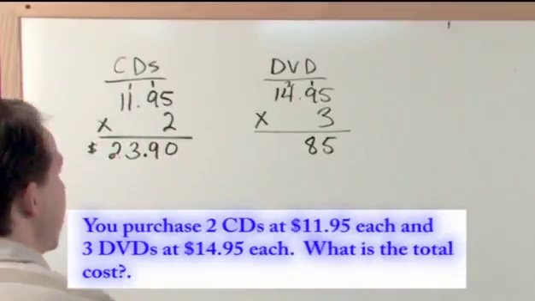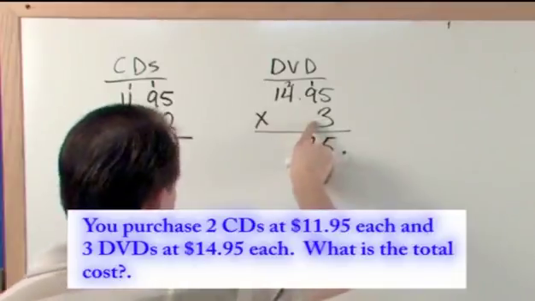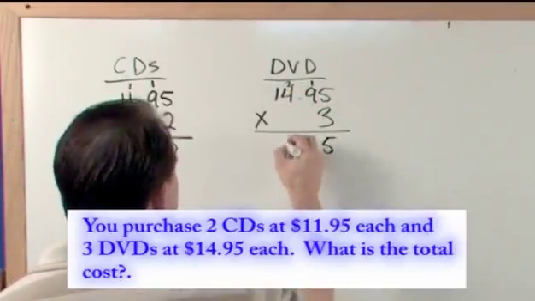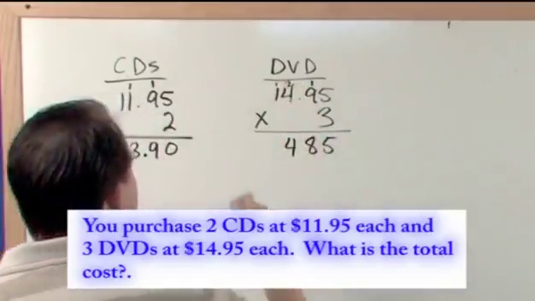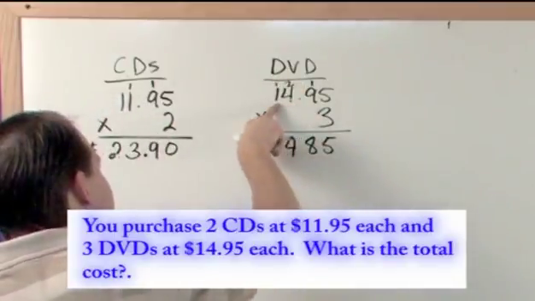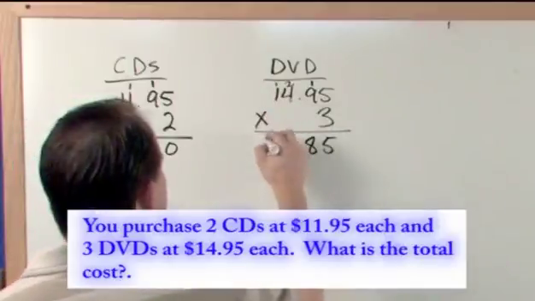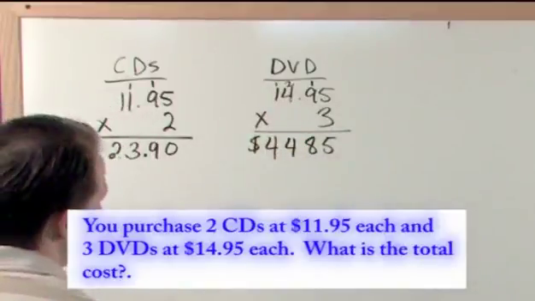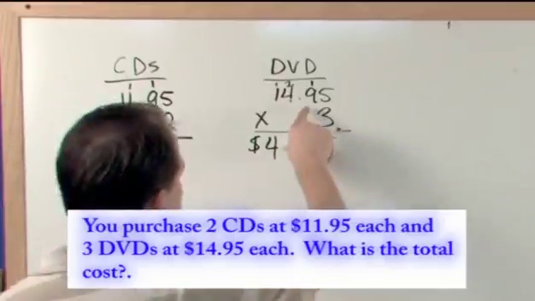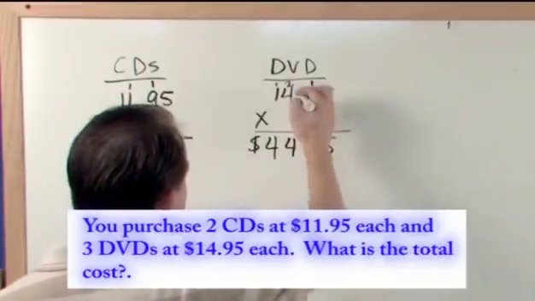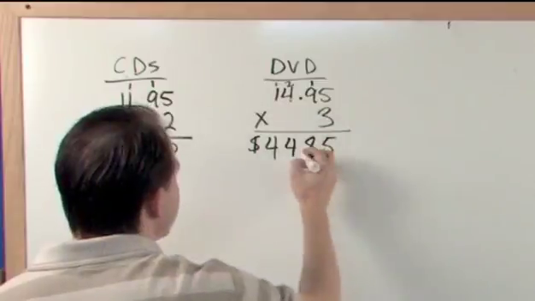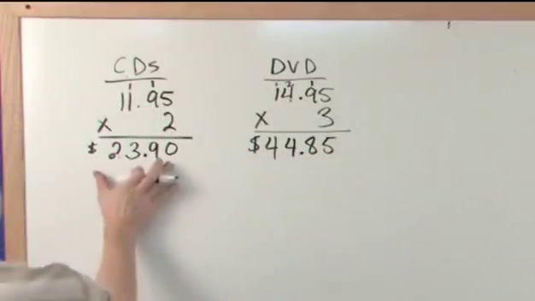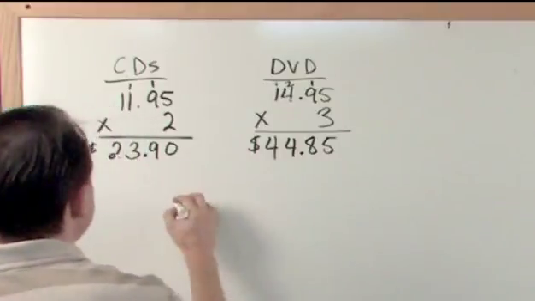Okay? Now you move on to 3 times 4 is 12, plus the 2 more, starting at 12, 13, 14. So you put a 4 and you carry the 1 there. And then finally, 3 times 1 is 3, plus 1 is 4. So 4485, and you need to know where to put this decimal point. And there's 2 spots after the decimal point in the problem here. So you put 2 spots after the decimal point in the answer. So this is how much the CDs cost, and this is how much the DVDs cost.